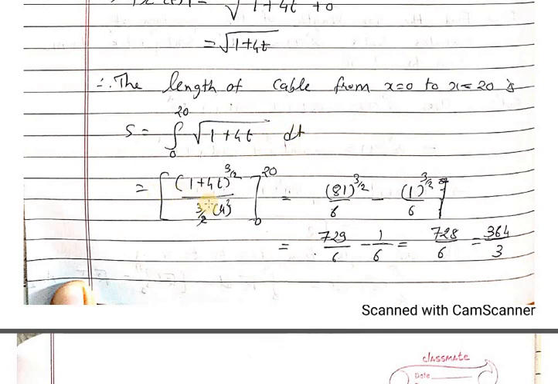Now integrating this, that will give you x raised to n plus 1 upon n plus 1, that means (1 + 4t) raised to 3/2 upon 3/2, and the coefficient of t, 4, will go into the division. So simplifying this, putting limits, first putting 20 and then putting 0, that will give you the answer 364/3.